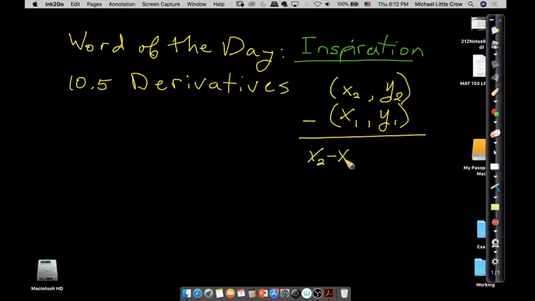2 minus x1. Because they're actually different variables. They're both x variables, but one is an x1 and one's an x2, so they could very well be different. Okay, and then what do I get when I subtract the y's? I get y2 minus y1. Wow, that's cool. You ever see that before?